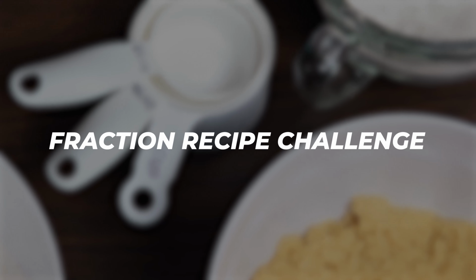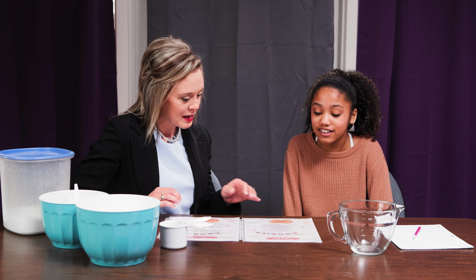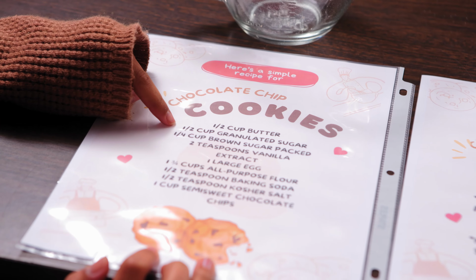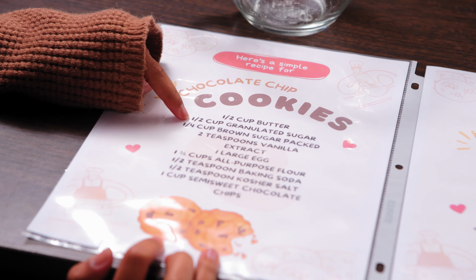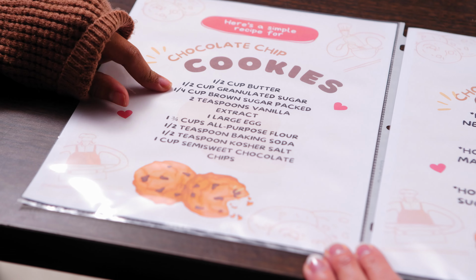Before we get into making these cookies, let's check out this recipe that I have for us. If I were to ask you, by looking at this recipe, how much granulated sugar does this recipe call for? A half a cup. Okay, a half a cup. Now let's take a look at the recipe and see how much brown sugar we need. 1/4 cup. Okay, pick out that cup.